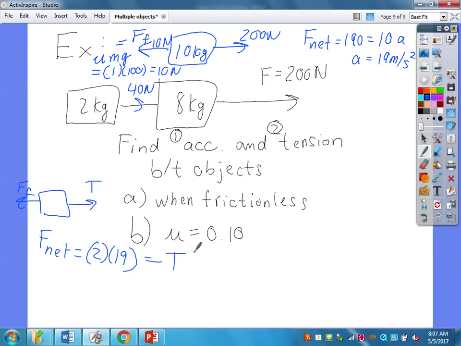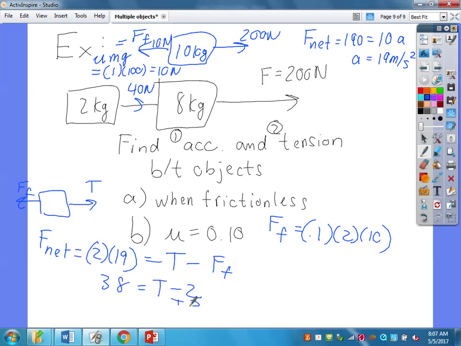It'll equal T minus the frictional force. Well, the frictional force for this would be 0.1 times 2 times 10. How much is that? That's 2. So what do we get here? I get 38 equals T minus 2. I'm going to add 2. The tension comes out to 40.